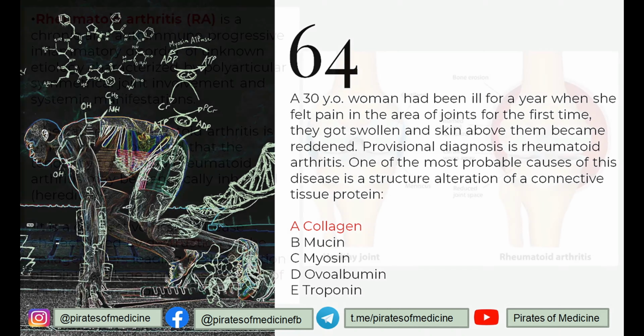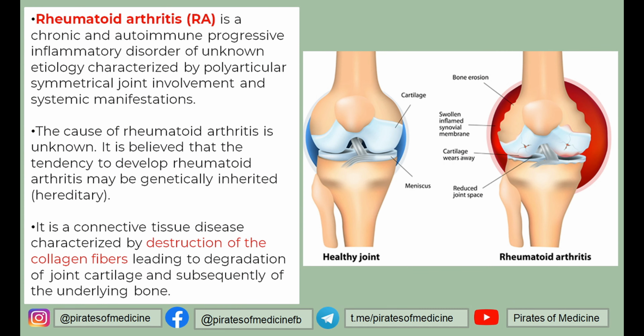So rheumatoid arthritis is a chronic autoimmune progressive inflammatory disorder of unknown etiology. We don't know the cause. It is characterized by polyarticular symmetrical joint involvement, which means many joints symmetrically involved, and systemic manifestations. What they mean is that it is an autoimmune, progressive and chronic disease. It occurs for a long time. It is chronic, and it is an inflammatory autoimmune disease. Our own immune system is responsible for it.